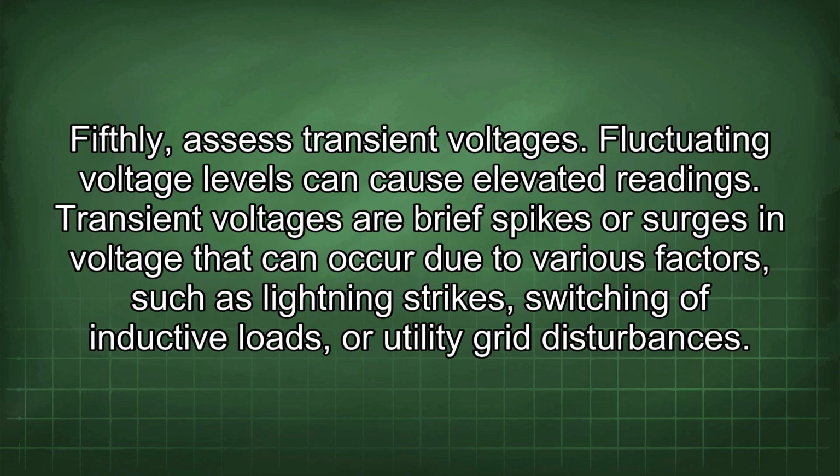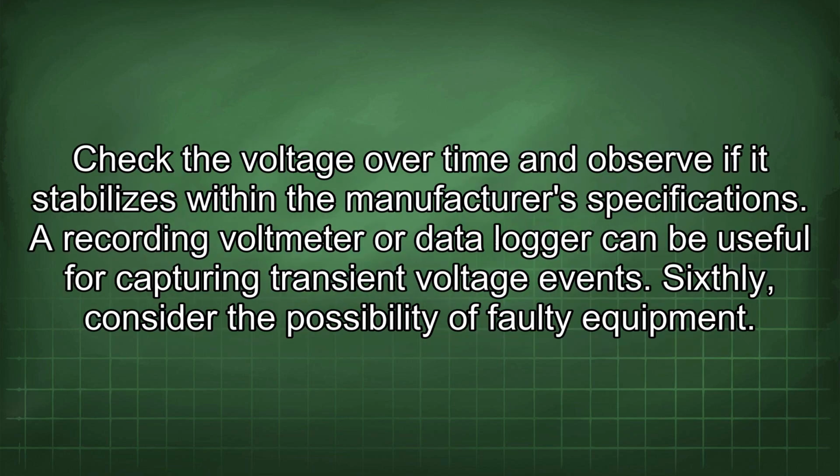Fifthly, assess transient voltages. Fluctuating voltage levels can cause elevated readings. Transient voltages are brief spikes or surges in voltage that can occur due to various factors, such as lightning strikes, switching of inductive loads, or utility grid disturbances. Check the voltage over time and observe if it stabilizes within the manufacturer's specifications. A recording voltmeter or data logger can be useful for capturing transient voltage events.